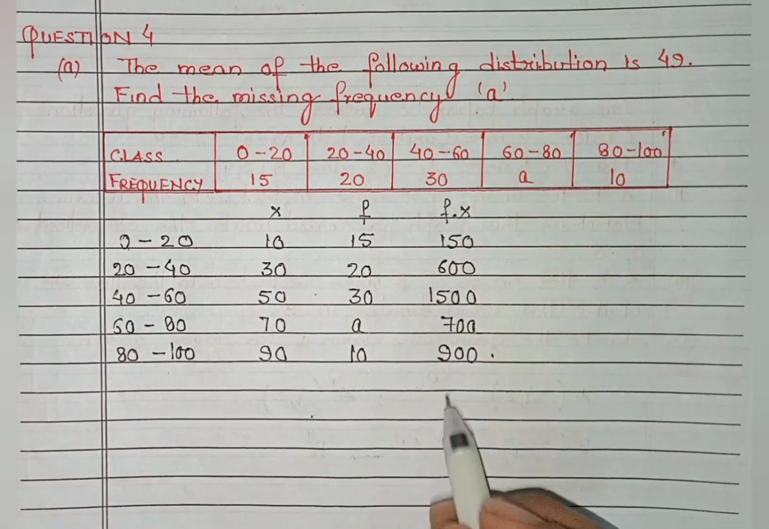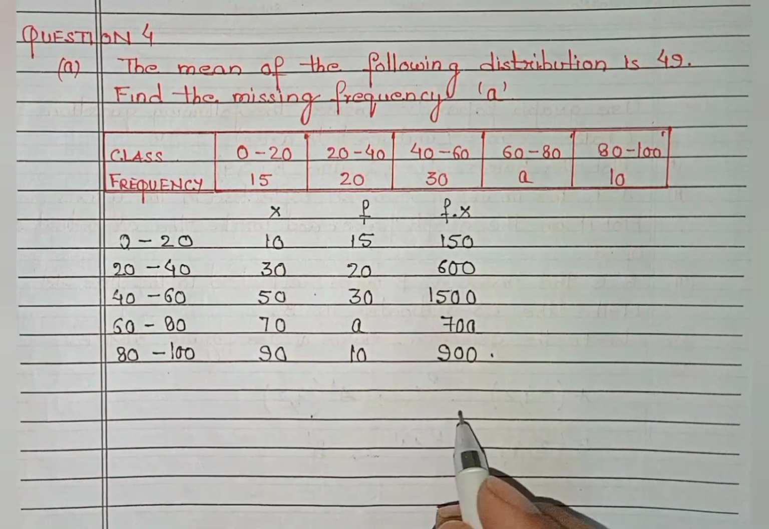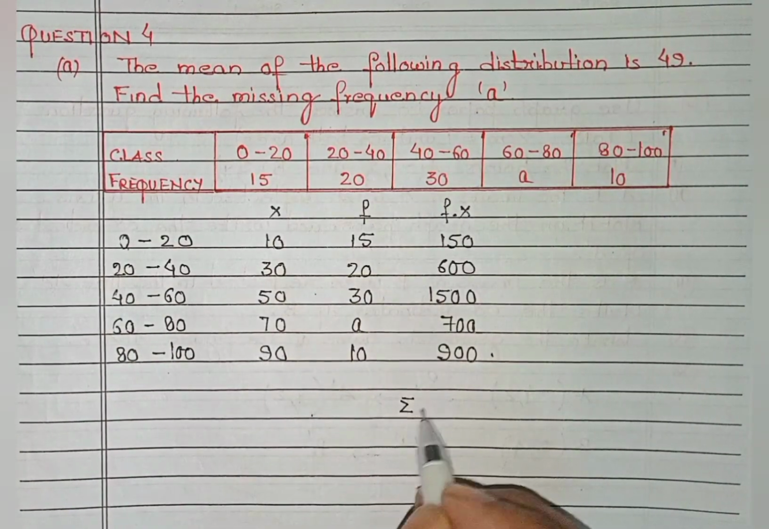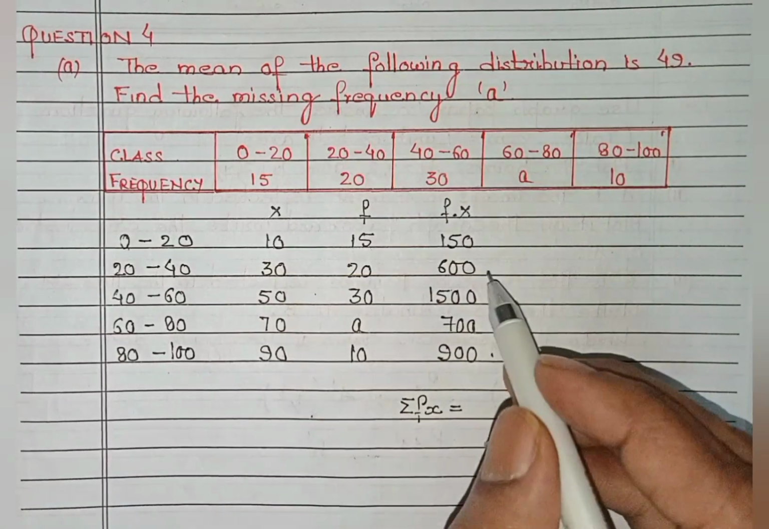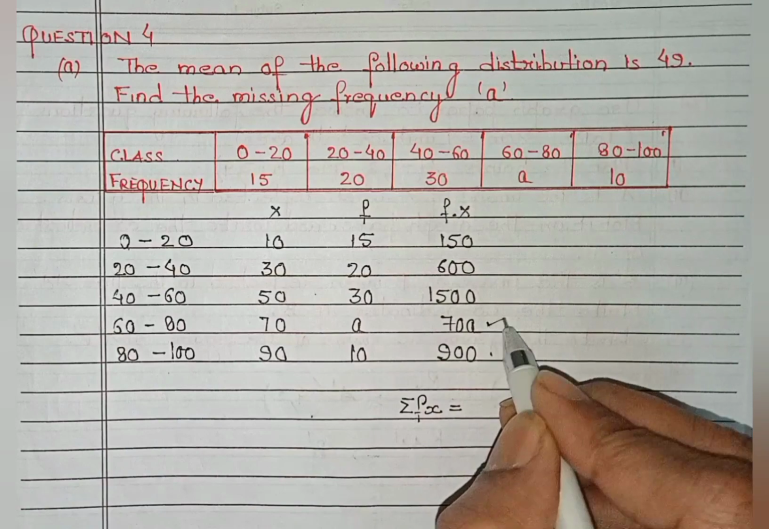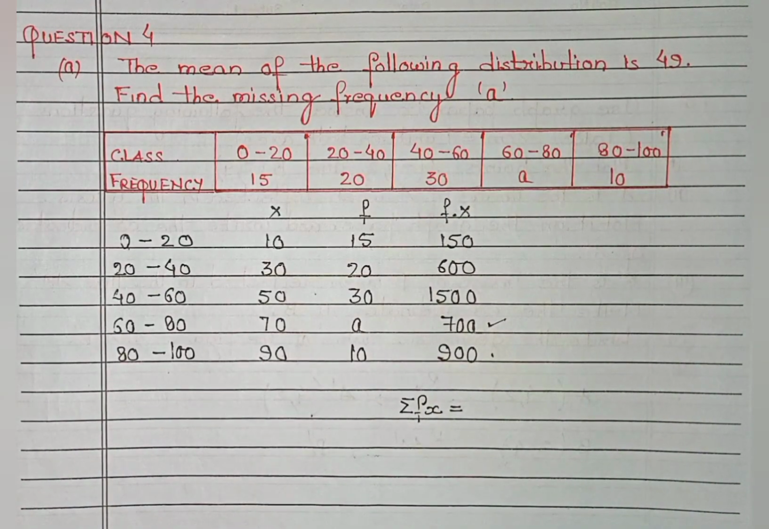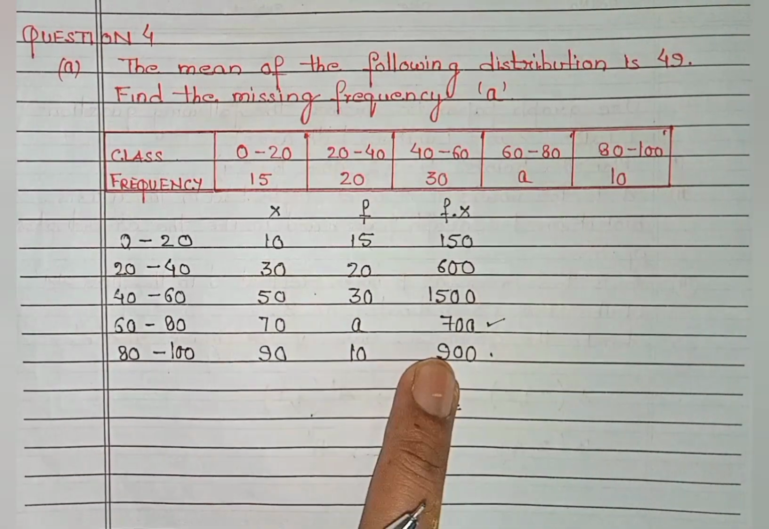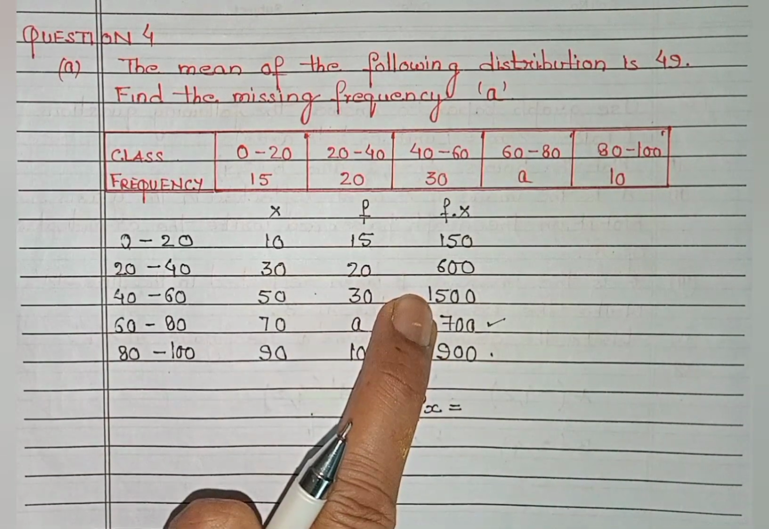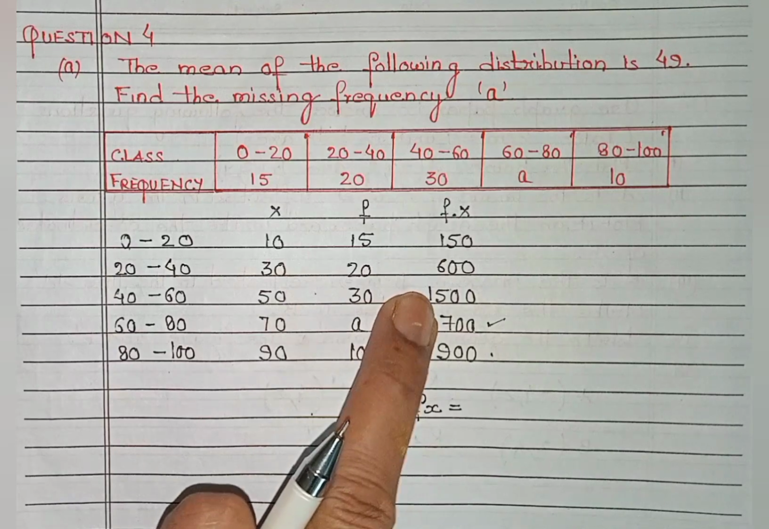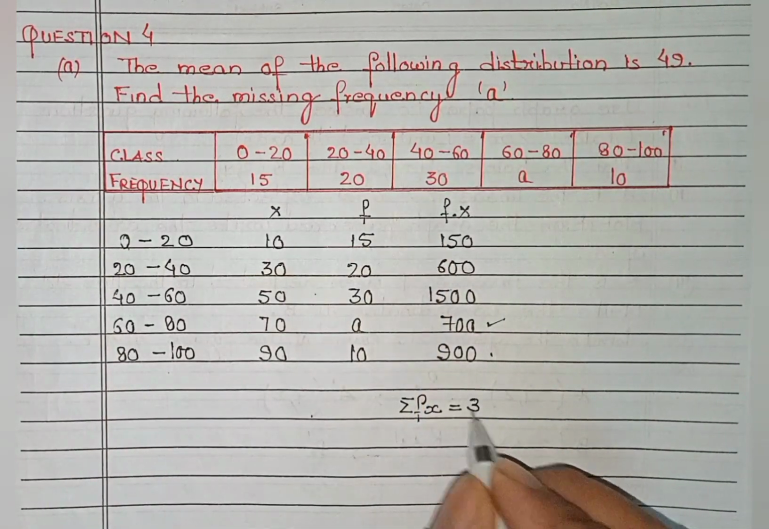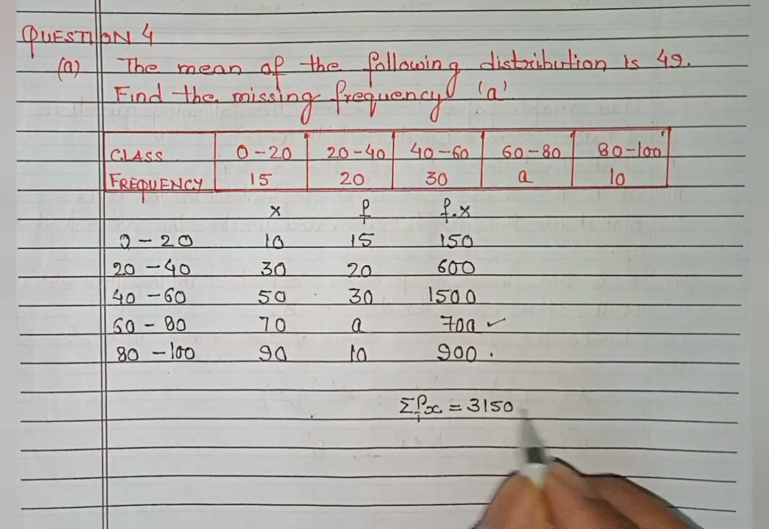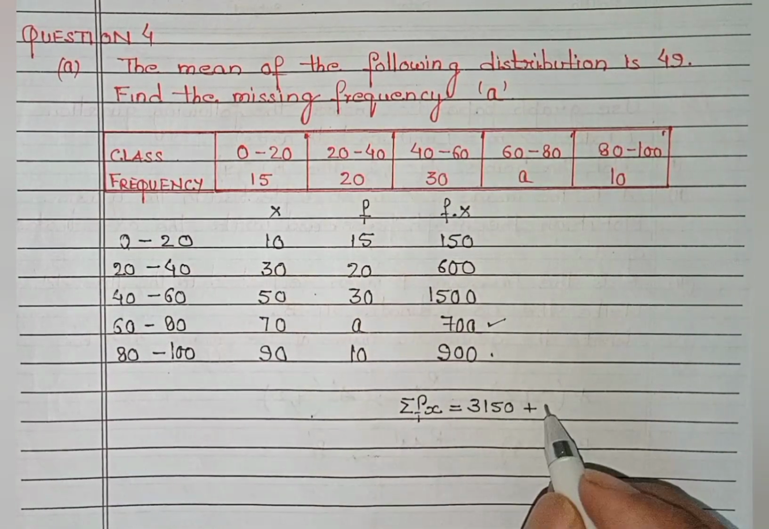Now we will get summation of this column, which will be known as summation fx. Now in this one is the unlike term, so we will add it in the last. Rest are the like terms, so they will be added. So 900 and 1500 will give you 2400. 24 plus 600, 3000. So 3150 plus 70a.